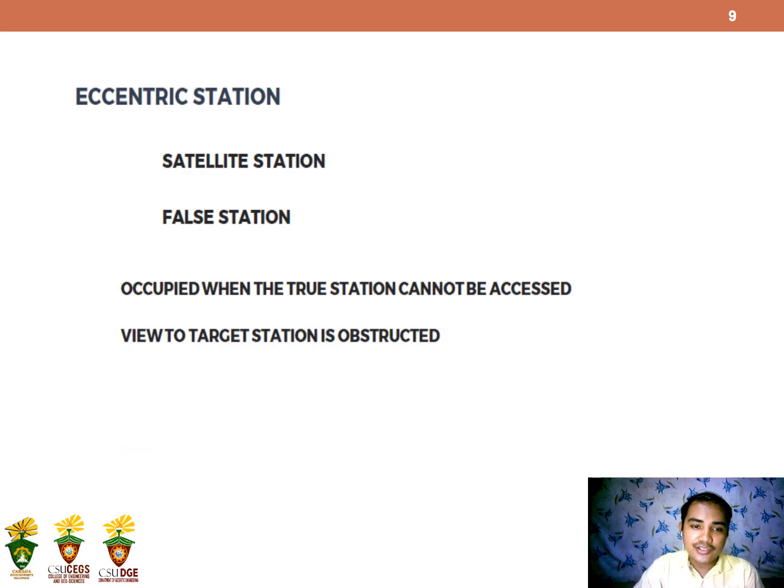So eccentric station is also known as satellite station, and the other term is false station. It is occupied when the true station cannot be accessed and if the view to the target station is obstructed. So when it is called an eccentric station, it's because it's not the true station that you are going to observe. It's like you made another station for you to get the desired measurement to the target station.